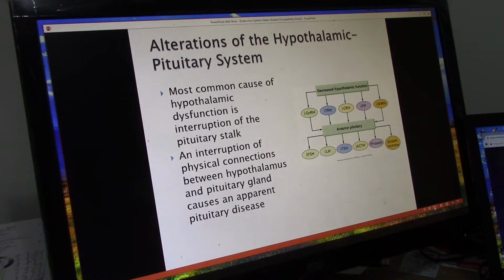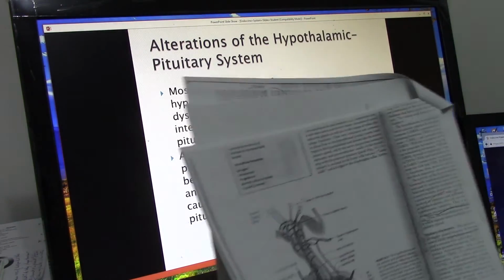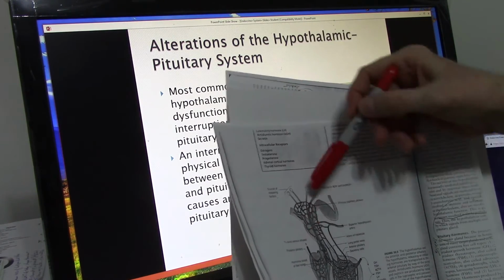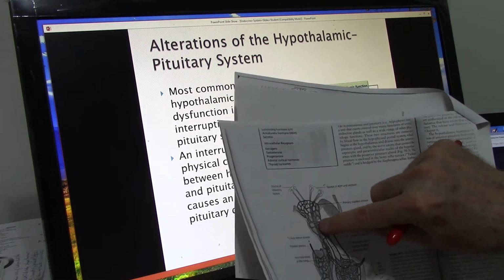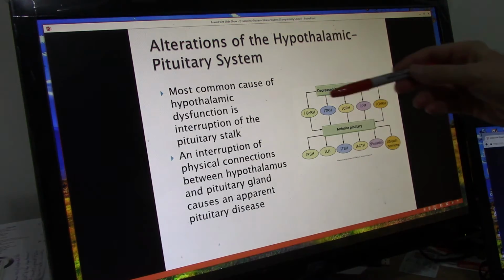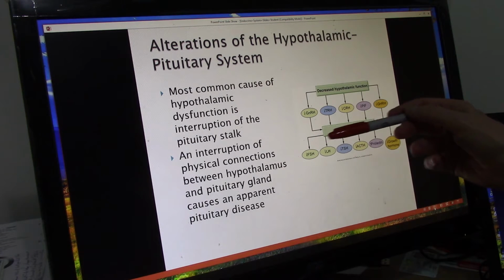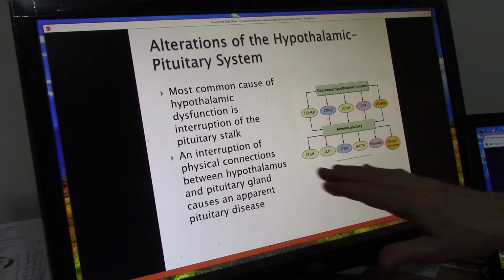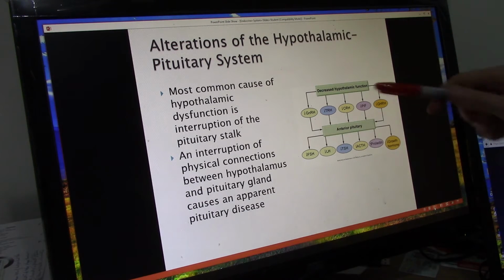Okay, this just shows you alterations of the hypothalamic system. The most common cause of dysfunction at the hypothalamus level is an interruption in the stalk. So here's the hypothalamus up here, and then here's the stalk between the hypothalamus and the pituitary. Right in the middle, if you have a dysfunction of the stalk, none of these hormones are going to be able to get through. And if these hormones don't come through, the GnRH, the TRH, the CRH, etc., then the anterior pituitary is going to be low on all of these. Okay? And this may show up, and you may think, hey, the patient has a problem with their pituitary. But the problem, in fact, might be with the hypothalamus.